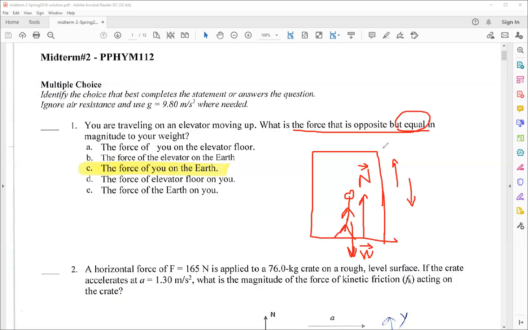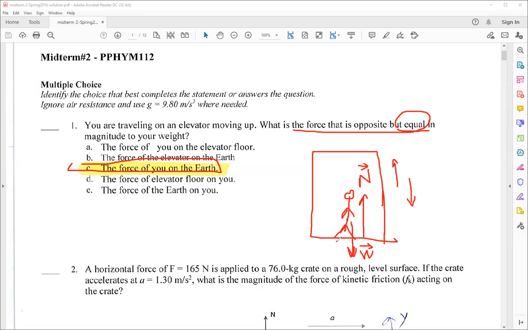And we want the force that is opposite and equal in magnitude to weight, regardless of whether the elevator is accelerating upward or downward. So the only one here that will always be equal but opposite is the force of U on Earth. That will be the same regardless of what you're doing, whether you're moving up, down, accelerating up or accelerating down. So the force of U will be the force you are pulling Earth towards you.